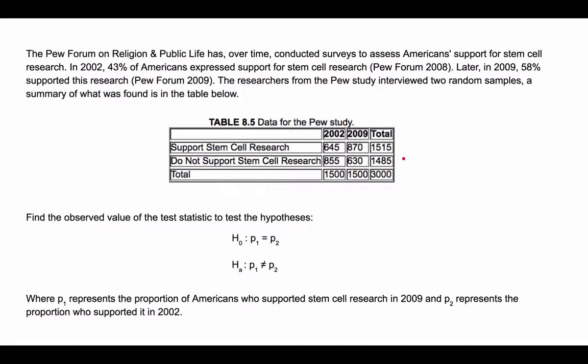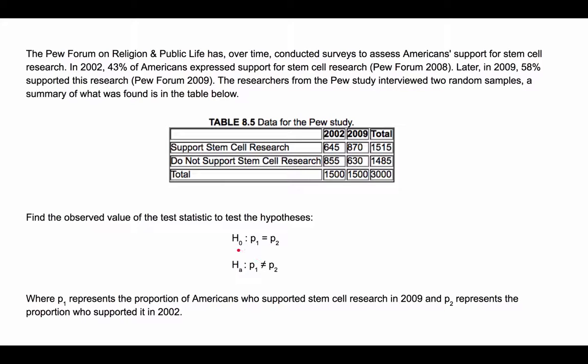Now, we need to know the observed value of the test statistic to test the hypothesis that p1 is not equal to p2. And for this video, we're only finding the test statistic. We're not doing an entire hypothesis test, but we do need to know some of the stuff related to it.